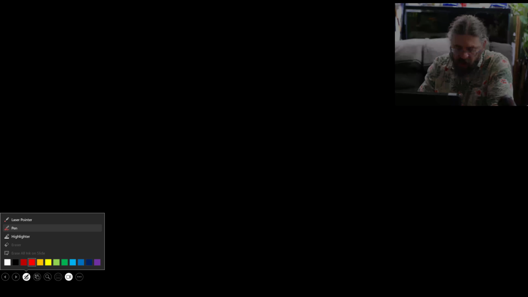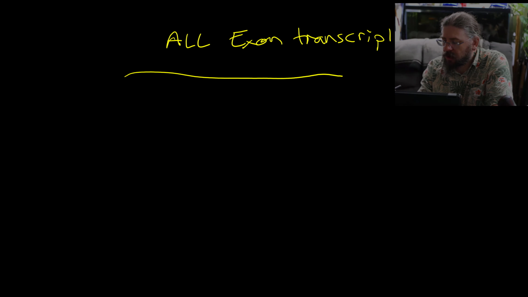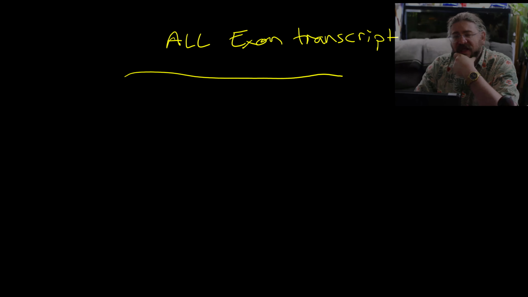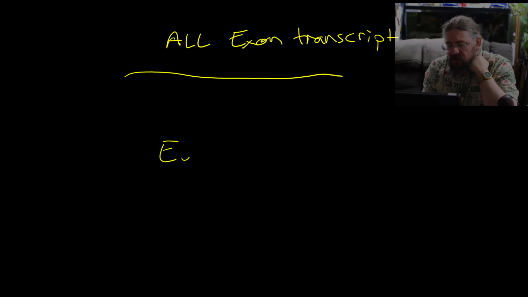So we are now at the stage where we have finished our intron and exon processing. And so we have my all-exon transcript. And we are about to run into a small problem. And that small problem is that eukaryotes have defense systems.